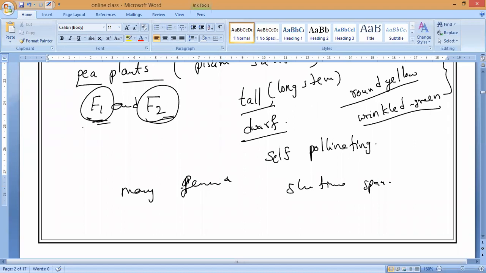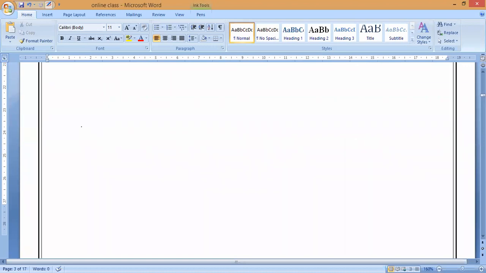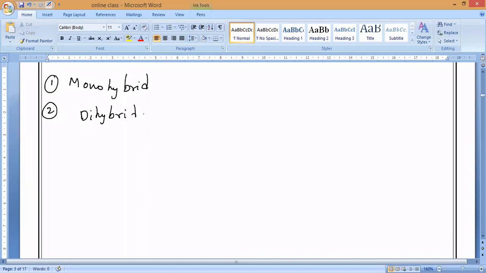Now after this we'll go for the rules for the inheritance of traits as well as Mendel's contribution. Before that, we have to understand two words. One is monohybrid inheritance, and what is the second one, guys? Dihybrid inheritance. So one is monohybrid, another is dihybrid inheritance.